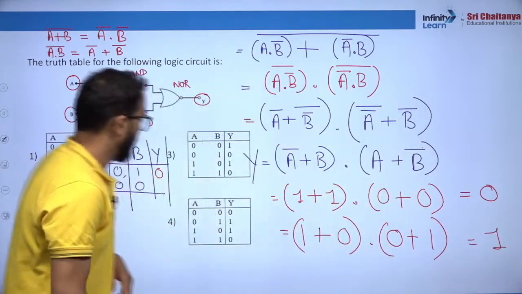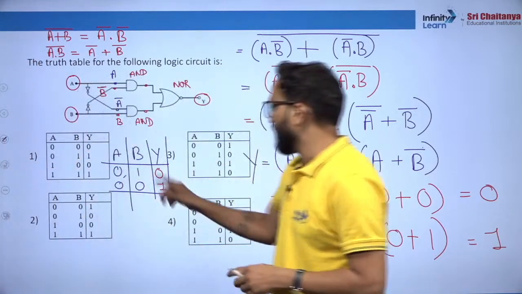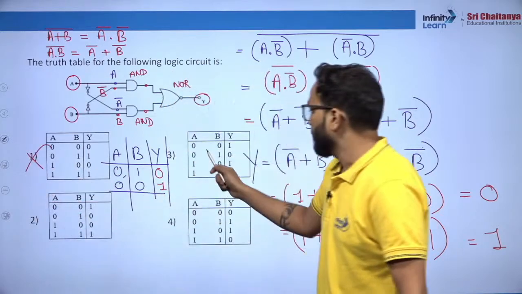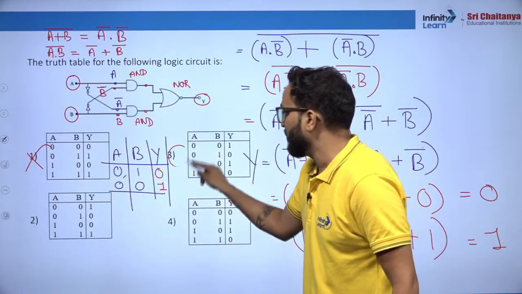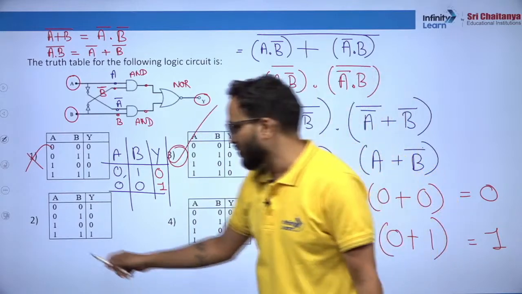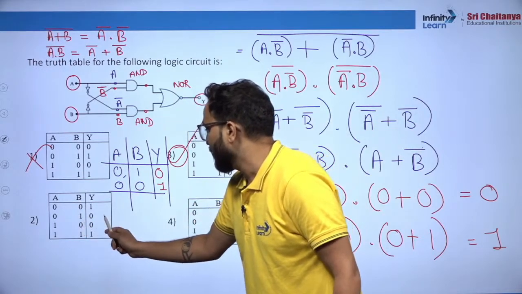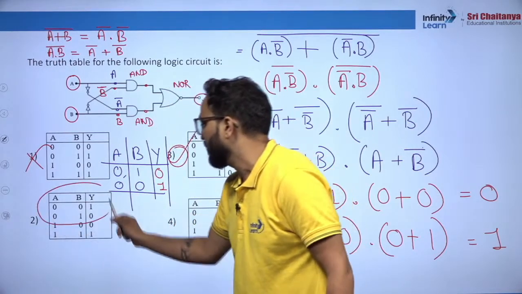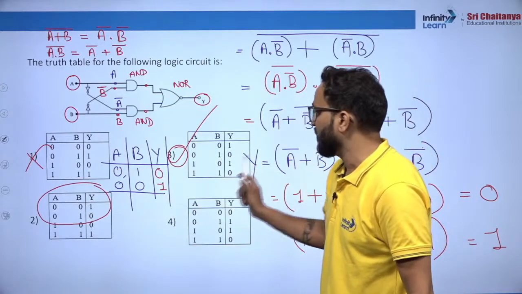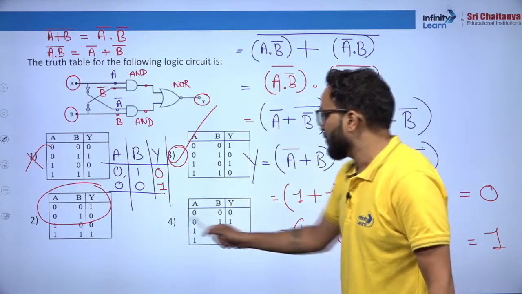So, what is the answer? 1. So, now just check which option it is matching. 0, 1, 0, this is right. 0, 0, 1, yes, this is right. Now, let's check the other options also. 0, 0, 1, okay, matching. 0, 1, 0, it is also matching. Here also matching. Here 0, 0, 0, this is wrong at least.